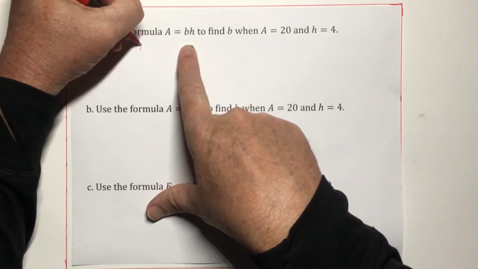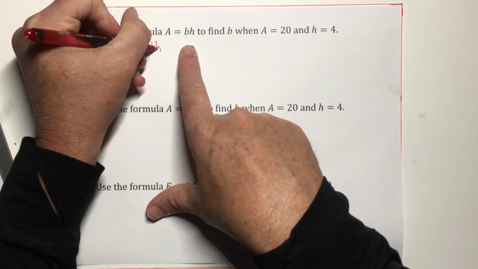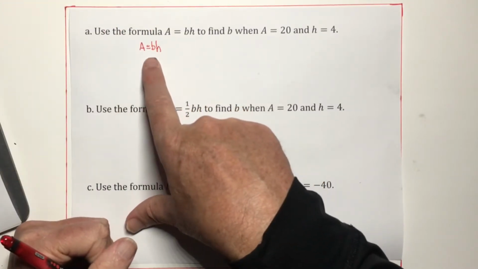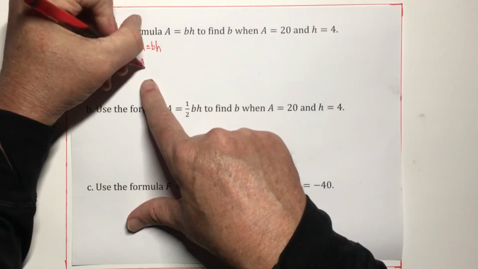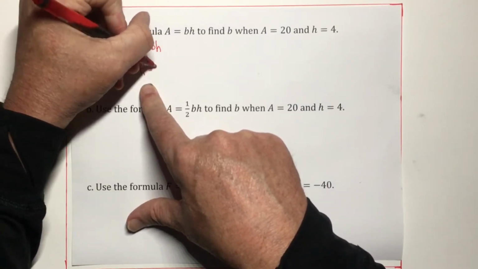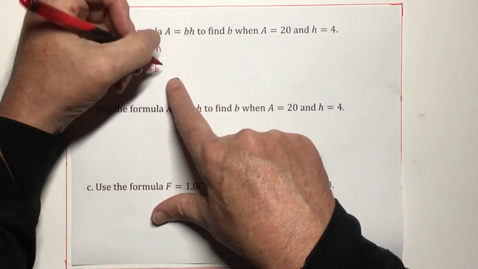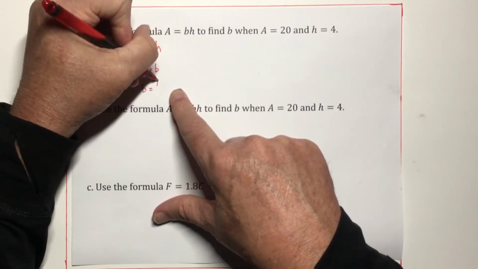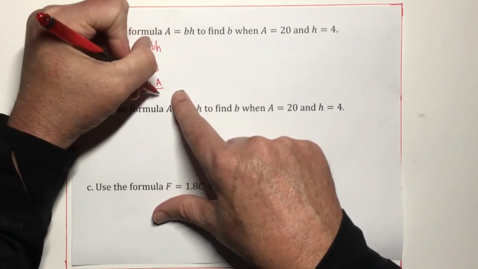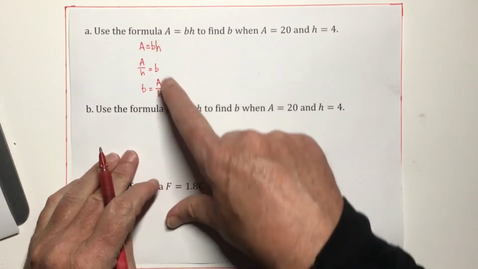So I have A equals BH. I want to get B all by itself, so I'm just going to divide everything by H. So that means we have A over H equals B, because H divided by H is just 1. And if you prefer, I'll write that with the thing we're trying to find on the left side. So B equals A over H.